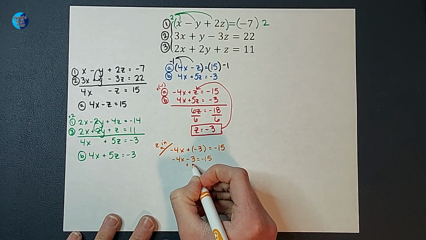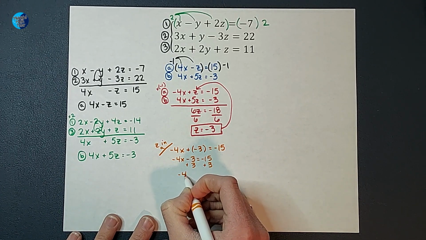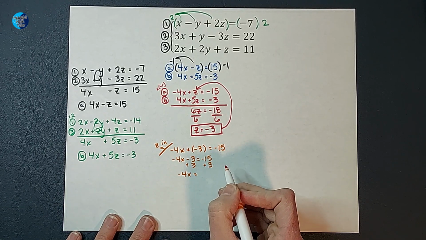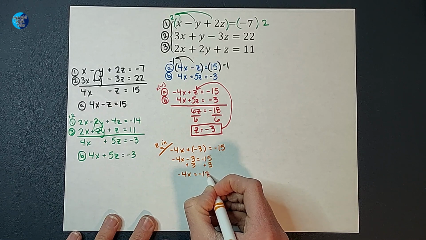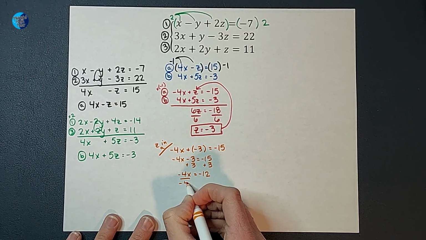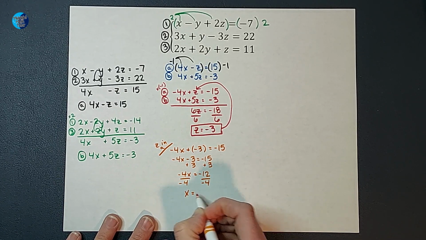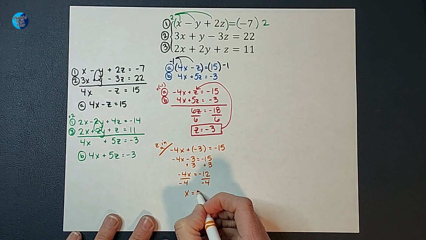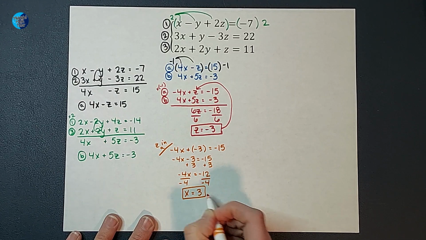I'm trying to get that x by itself, so I'm going to add 3 to both sides. I end up with -4x equals -15 plus 3, which is going to give me a -12. Then I divide by -4 on both sides, which leaves me with x equals -12 divided by -4, which gives me a +3. Yay! I already have x.